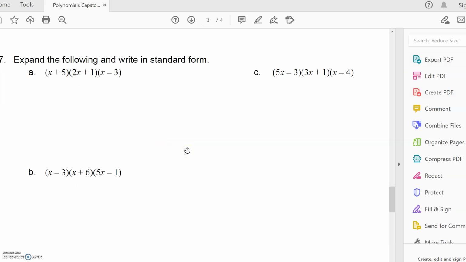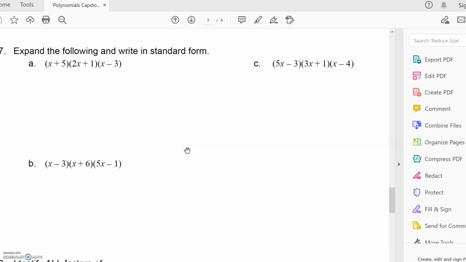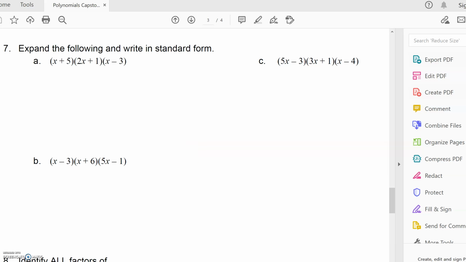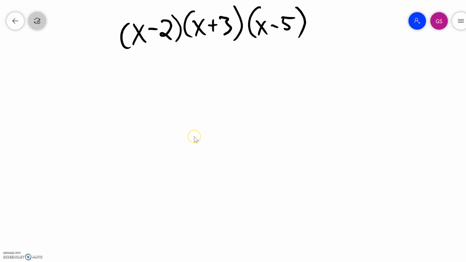Okay, number 7, expand the following and write in standard form. I'm afraid there's not really a great shortcut for this, so I will show you a similar example. You can see there's 3 factors, like the 3 sets of parentheses. Okay, so I made up a problem similar.